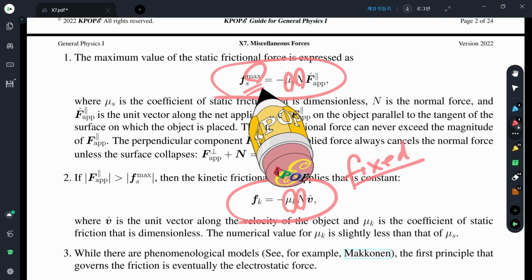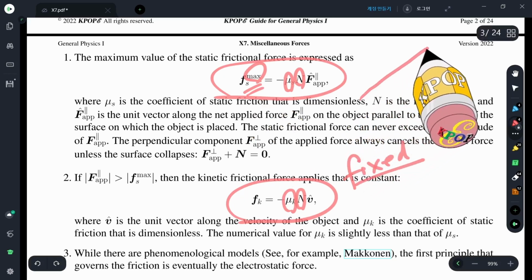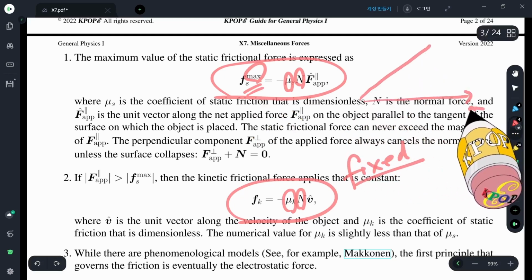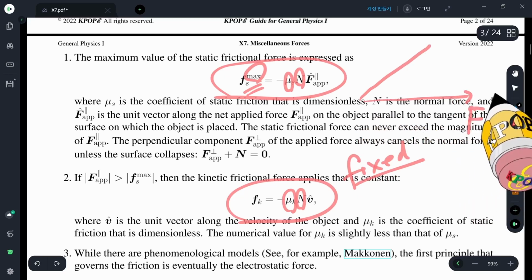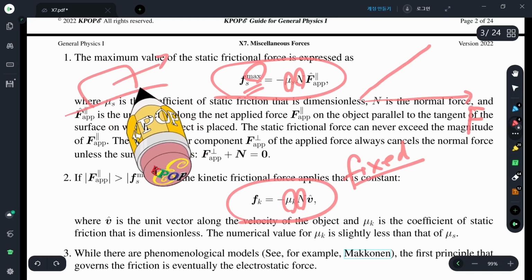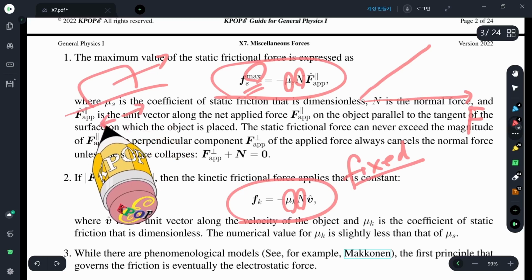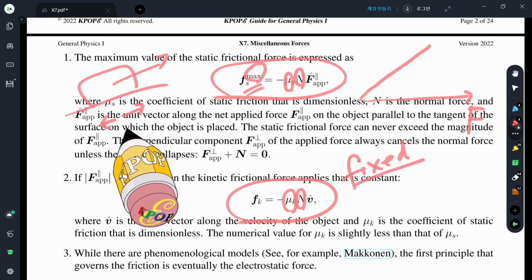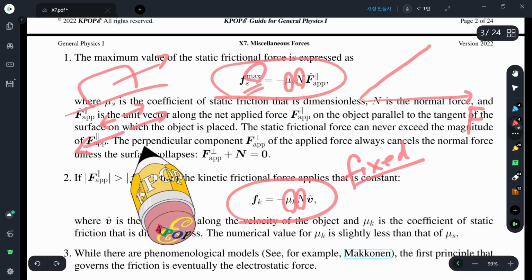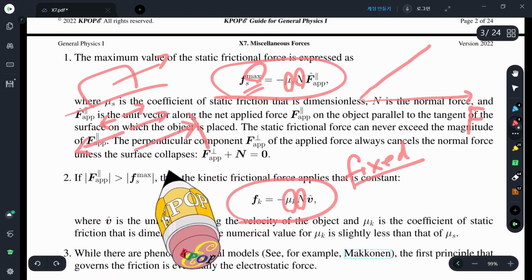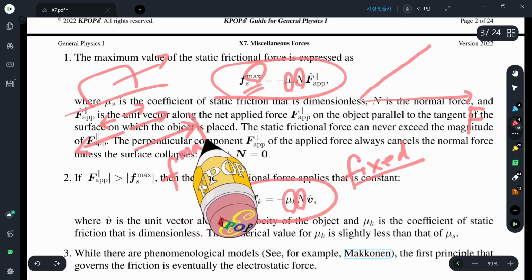But until the applied force wins the game with the static frictional force, it flips to the state of kinetic frictional force. So static frictional force increases as the applied force increases along the direction of motion. For a small force, the static frictional force cancels. A bigger one still cancels, but at some point, that is the maximum value of static friction.